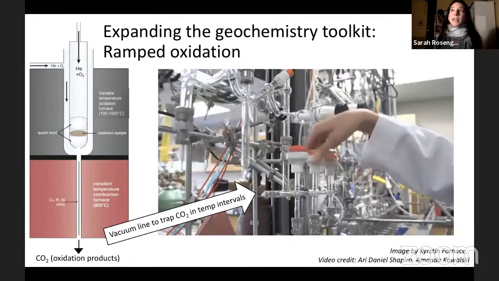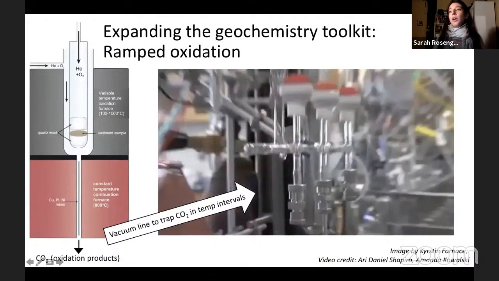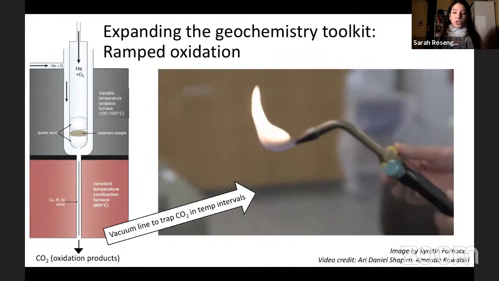I guess my goal today is to expand that toolkit for geochemistry using this other method called ramped oxidation, which is kind of in the middle in the spectrum of bulk to compound-specific measurements. So in the ramped oxidation technique, if you look at the left, we put our sample, like particles from the Amazon, in a furnace that we increase in temperature at a steady rate from room temperature to 1,000 degrees Celsius. And we slowly oxidize that sample through time and through the temperatures. And the oxidation products come out at the bottom, and they're linked to a vacuum line. And then with that vacuum line, we can trap organic carbon that gets oxidized in different temperature intervals.